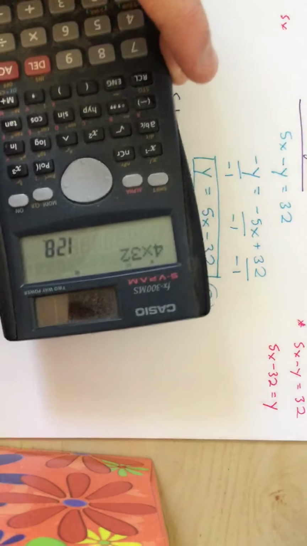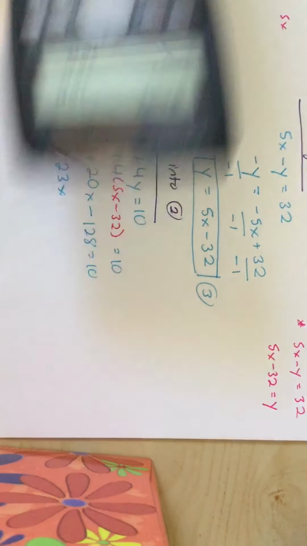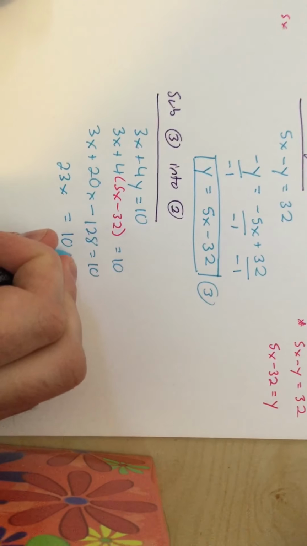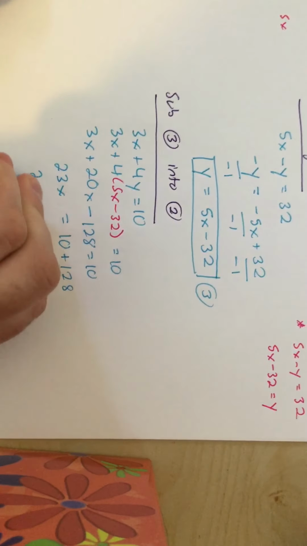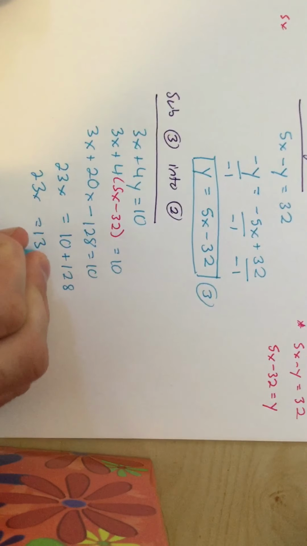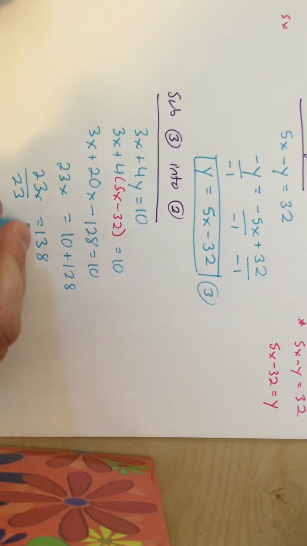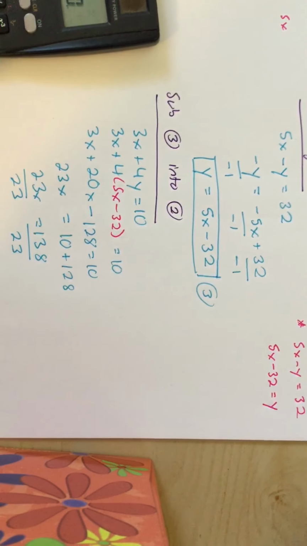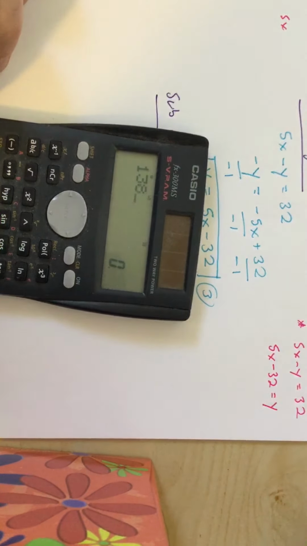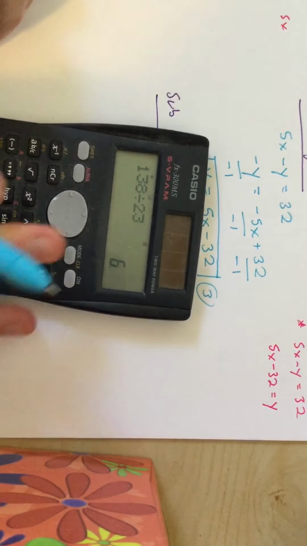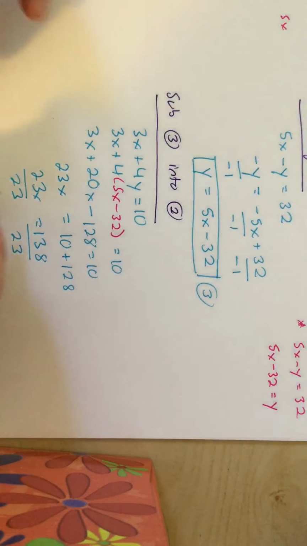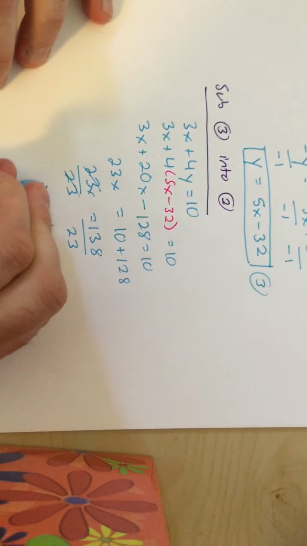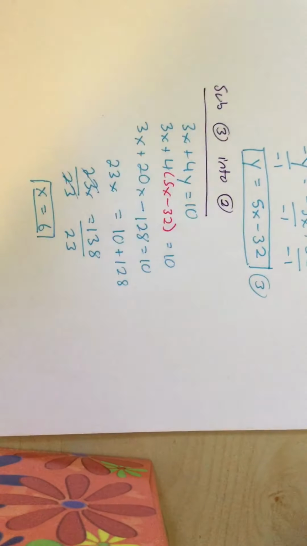As a reminder, don't forget the calculator. So 23x equals 10 plus 128. 23x equals 138. I hope this works out. 138 divided by 23. Haha, it does. x equals 6.